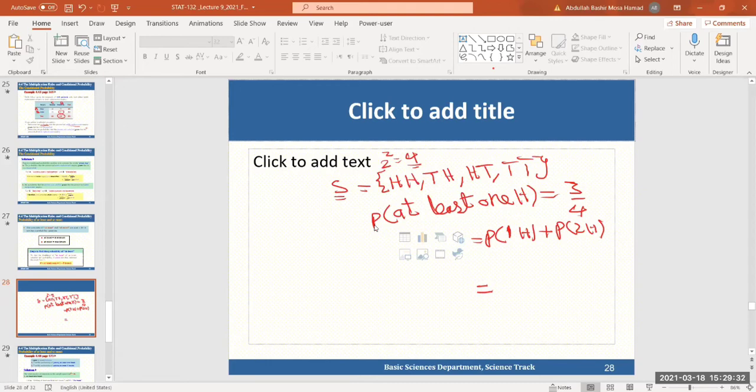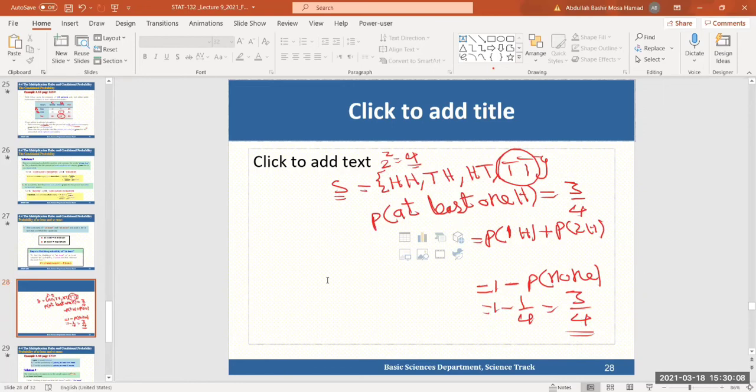So we can do this in an easy way. This is just equal to 1 minus P of none. None means all of these except this, right? So this is none. None means 0H. So it is 1 minus 1/4, which is the same as 3/4. Is it clear?